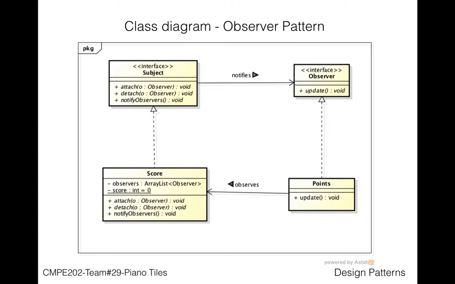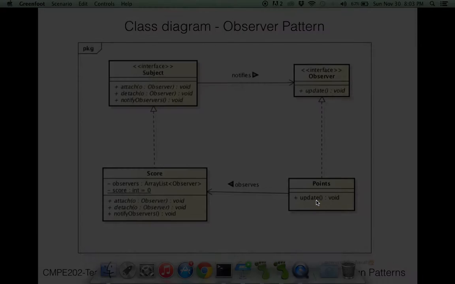Okay, let's see the class diagram of this pattern. The subject interface defines a method to add observers. In piano tiles, the score class is the concrete subject that implements the subject interface. The score class maintains the score of the player. The point class is responsible for showing the scores on the screen. The score class attaches the point class as an observer. Every time the score is updated, it notifies its observer. The score class calls the update method of the point class, and then the points class fetches the latest score and displays it on the screen.